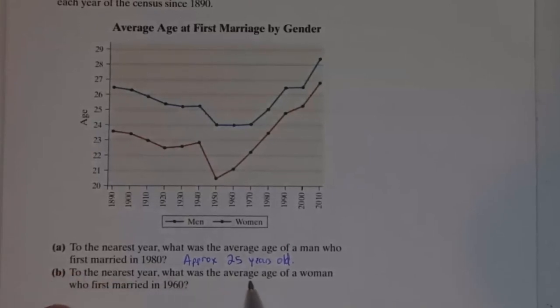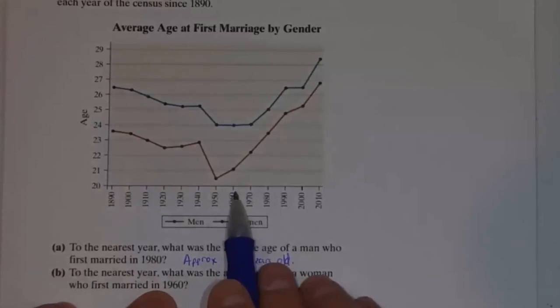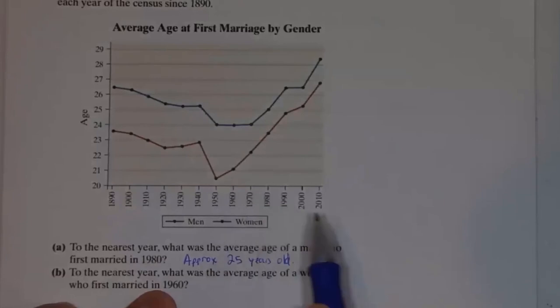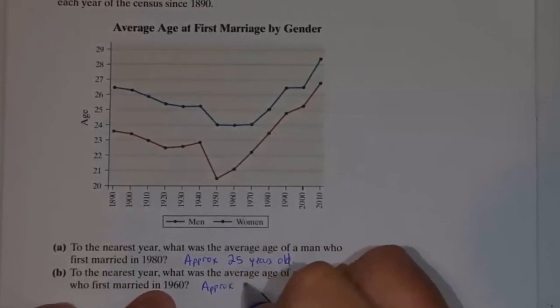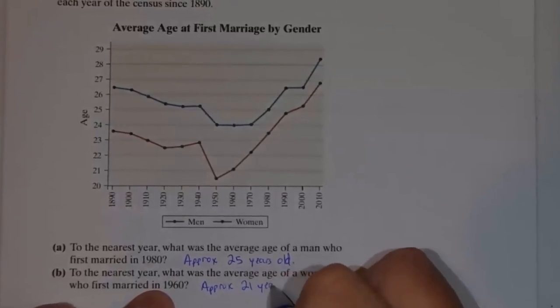To the nearest year, what was the average age of a woman who first married in 1960? So in 1960, we have the point here, and that would have been around 21. So again, I would say approximately 21 years old.